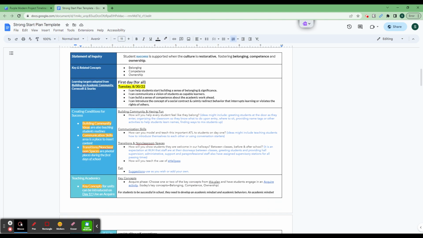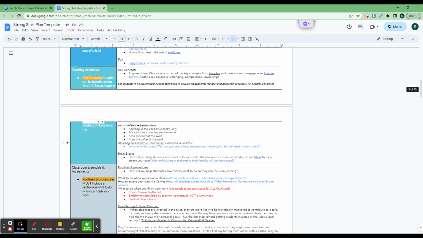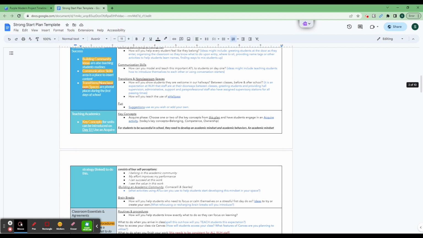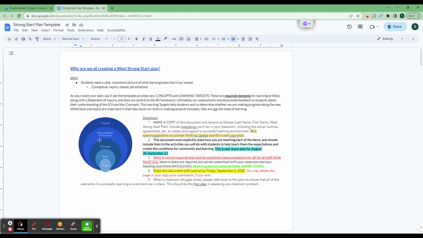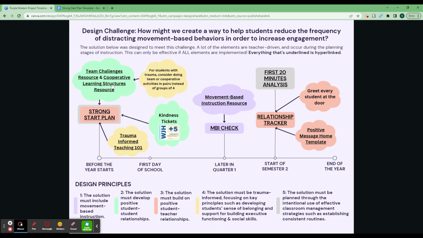This is a template that helps us to be intentional about thinking about how we create conditions for success, like building community, how we teach academics, how we teach classroom essentials and agreements, and how we come back to these ideas during the first 4 weeks of the school year. And so this Strong Start Plan addresses a couple different principles. With the associated resources, it addresses four out of the five elements.